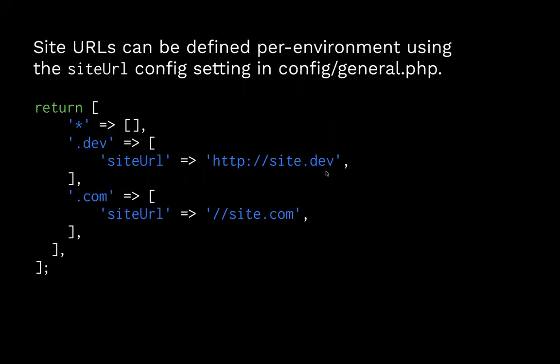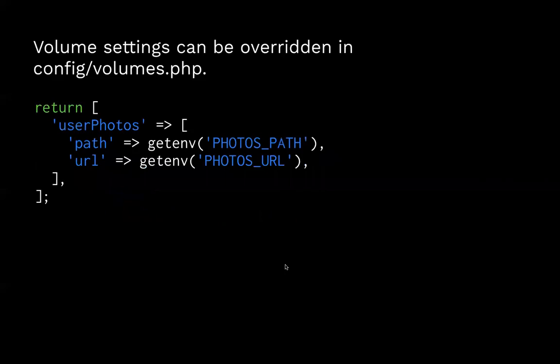Site URLs can be defined per environment using the siteUrl config setting in general.php like this. This is an example of a multi-environment config where you have the asterisk, which signifies this is a multi-environment config, and here are the default values in that top one, and then you drill down and specify your specific environment things below there. This is the recommended way of setting your site URL.